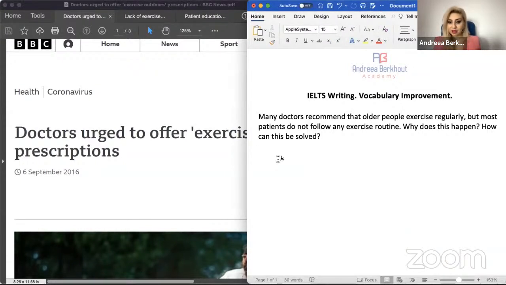Many doctors recommend that older people exercise regularly, but most patients do not follow any exercise routine. Why does this happen? How can this be solved? What kind of essay is that, my dears? Why does it happen? How can this be solved? Discussion essay. It's an ideas essay, yes, but the specific type, please.